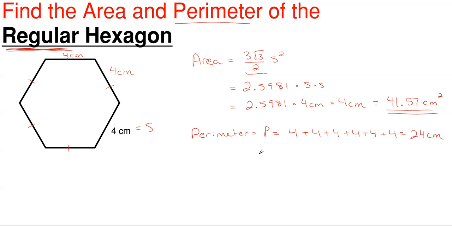Another way that you could also do this is that since it is a regular hexagon and all the sides are exactly the same, you can just take the number of sides that you have, which is six for a hexagon, and multiply it by the length of one of your sides. So it'd be 6 times 4 centimeters. And this would give us, once again, 24 centimeters. Keeping in mind that perimeter will have the same unit as your original length has, because perimeter is just a distance parameter. And that's how you would find the area and perimeter for a regular hexagon.